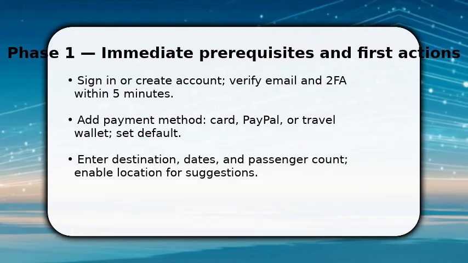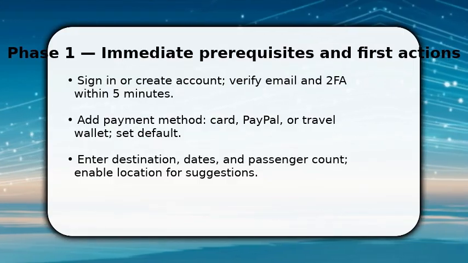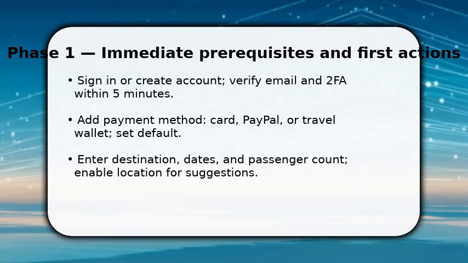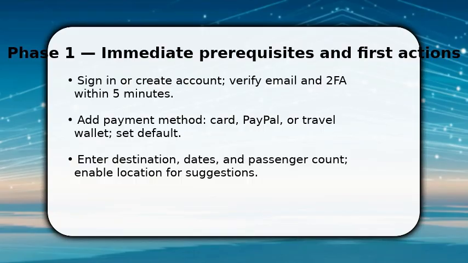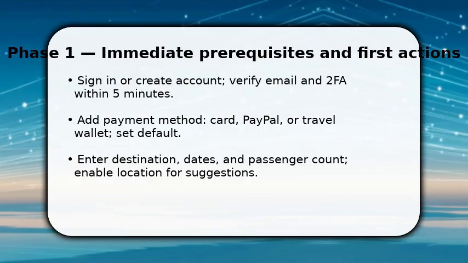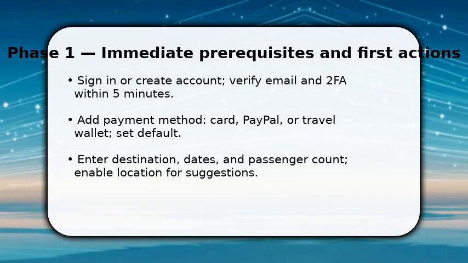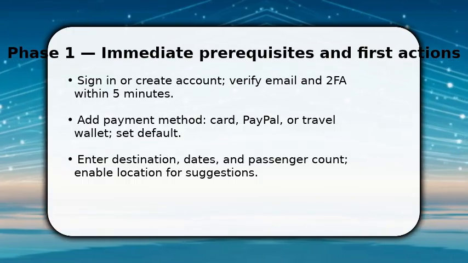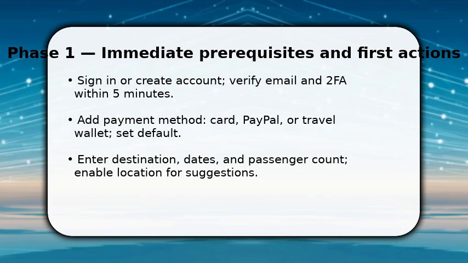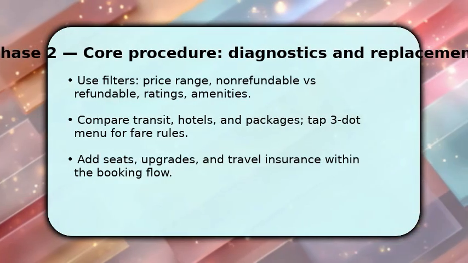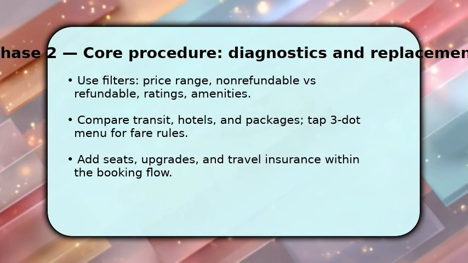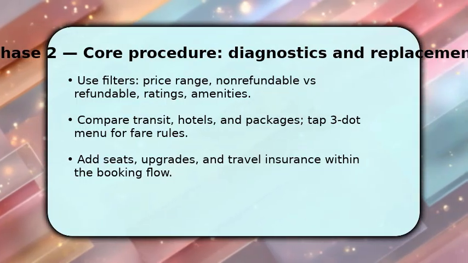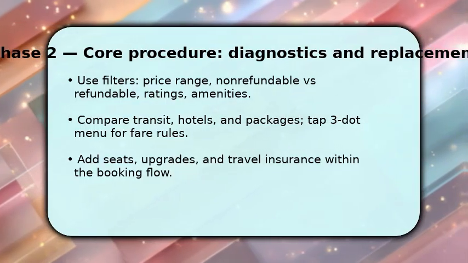Next, enter destination, travel dates, and passenger count so search results match your needs. Make sure location services are on for local recommendations. This gets you from 0 to a tailored results list fast and explains why each field reduces irrelevant options and saves time. You now refine choices using filters for price, ratings, and refundable options so results match budget and flexibility.